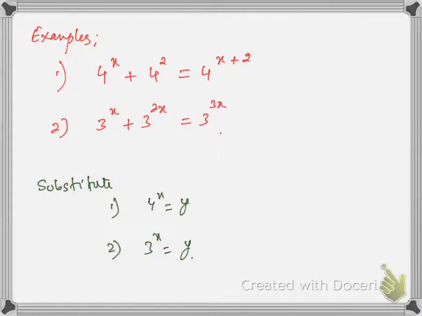Examples. So see, these are the types of equations where we use the substitution method. So we will substitute this 4 power x to y and we won't substitute this term, we will substitute only this term. I mean this power x to y. This is the way to use the substitution method. Now let's solve these two questions to understand the solution of exponential equations of type 2.